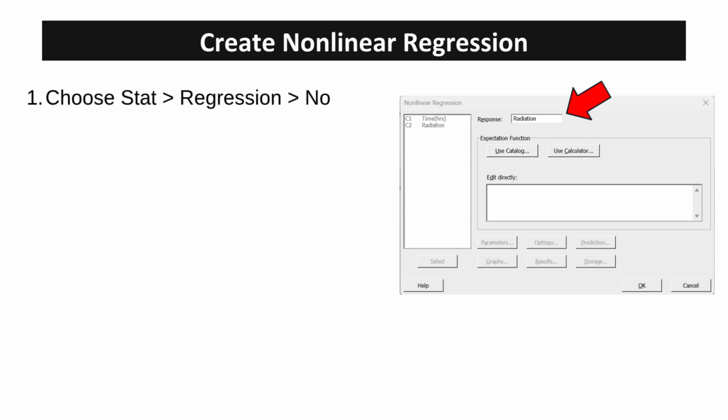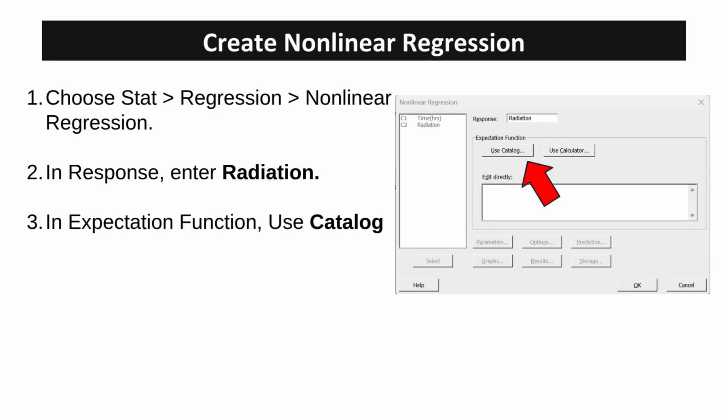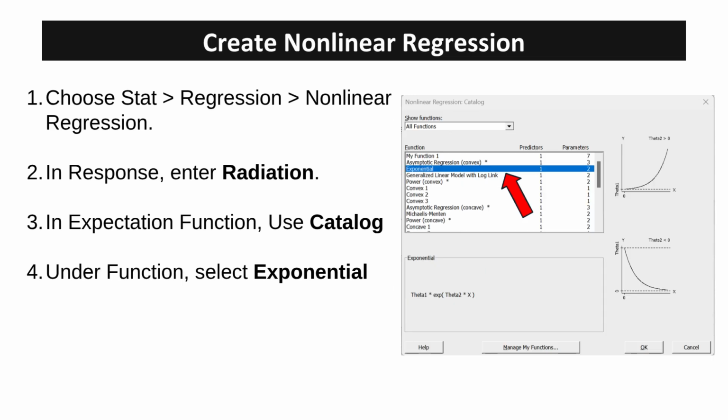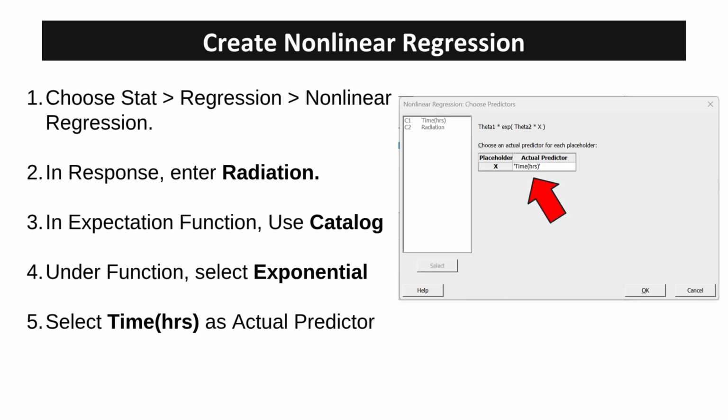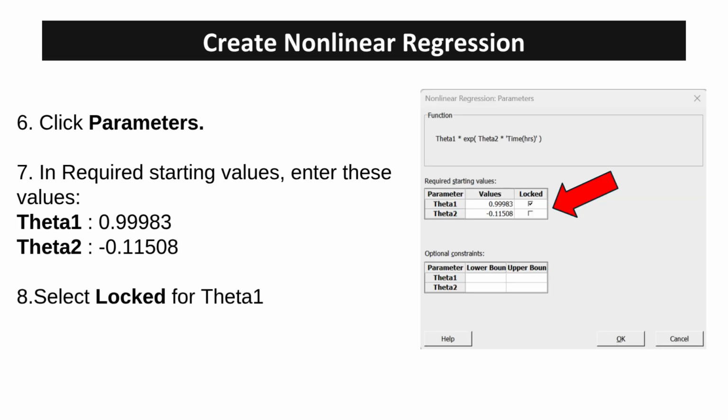Choose Stat, Regression, Nonlinear Regression. In Response, enter Radiation. In Expectation function, use Catalog. Under Function, select Exponential. Select Time, hours, as the actual predictor. Click Parameters. In required starting values, enter these values: theta 1 to 0.99983, theta 2 to minus 0.11508. Select Locked for theta 1.